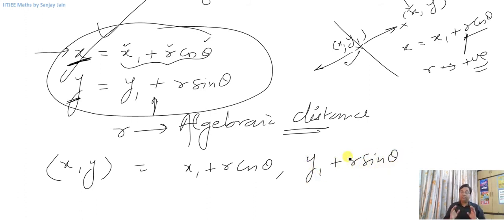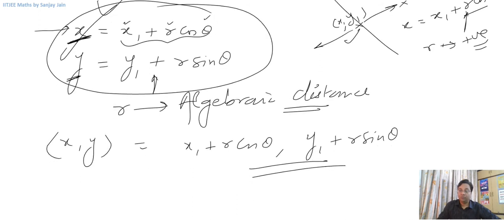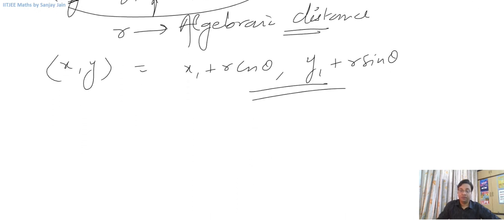Now you don't have to worry about the sign, whether you put plus or minus here, because the r that you are taking is the algebraic distance. You take it as positive if you are talking about a point above the given point. You take it as negative if you are talking about a point below the given point. I hope this much is clear to you. Now to make it more clear, let me take one of the questions.